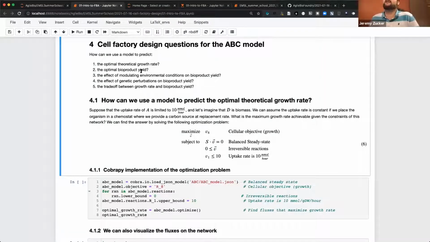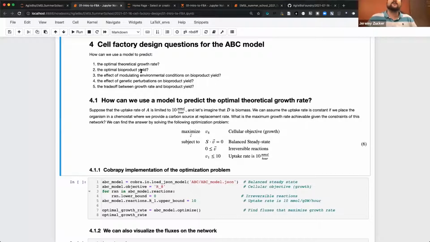The third question is, what is the effect of modulating environmental conditions on bioproduct yield? And so now we're asking, how can we manipulate the environment around the organism in order to improve yield? And then the next question, of course, is, well, okay, if environmental perturbations don't work, can we actually perform genetic perturbations to improve bioproduct yield?